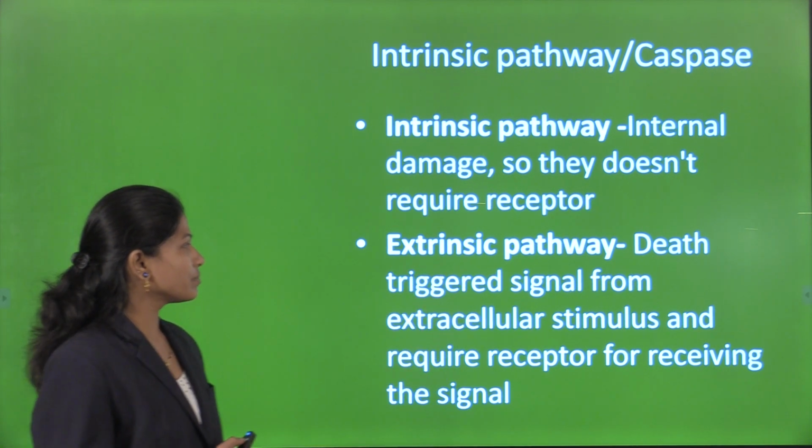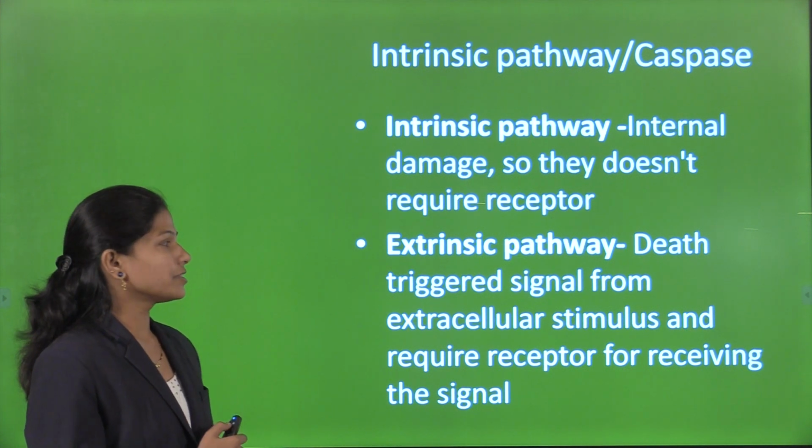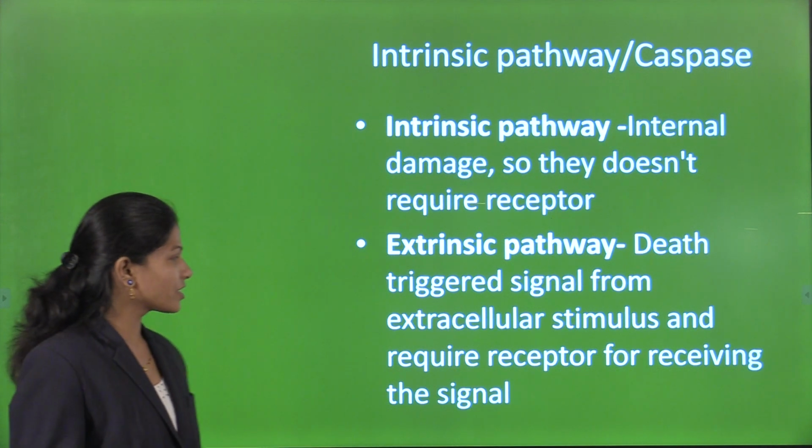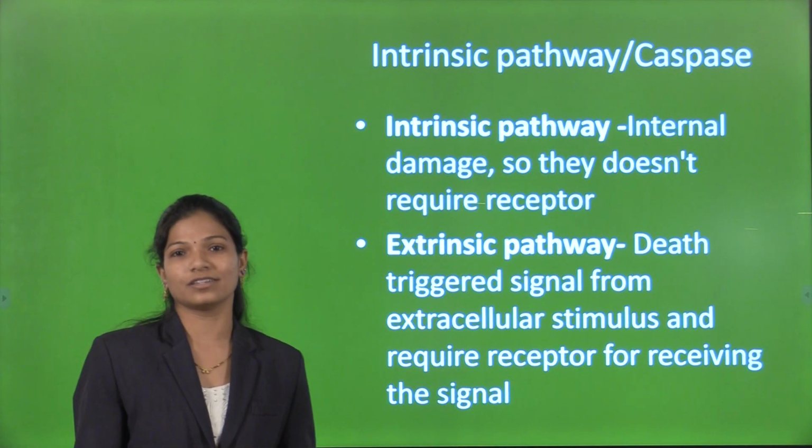Therefore, it doesn't require any receptor on the surface for receiving that stimulus. In the case of the extrinsic pathway, it is a death-triggering signal from the extracellular space, that is, outside the cell. So it requires a receptor for receiving that signal from outside.